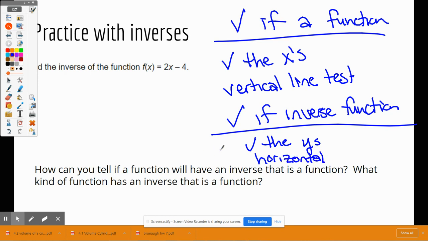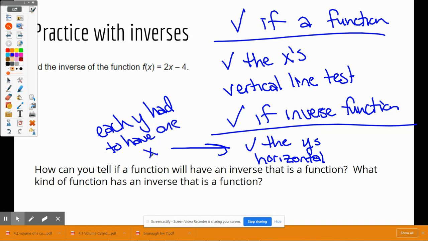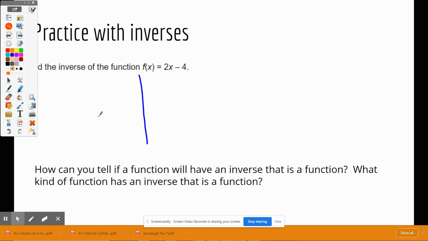And it had to pass these. Each y had to have one x. So each x had one y, and each y had one x, and these had a special name. These were called one-to-one functions. So all lines are one-to-one. Examples we just said, 2x minus 4, kind of looks like that. It passes the horizontal line test and the vertical line test.